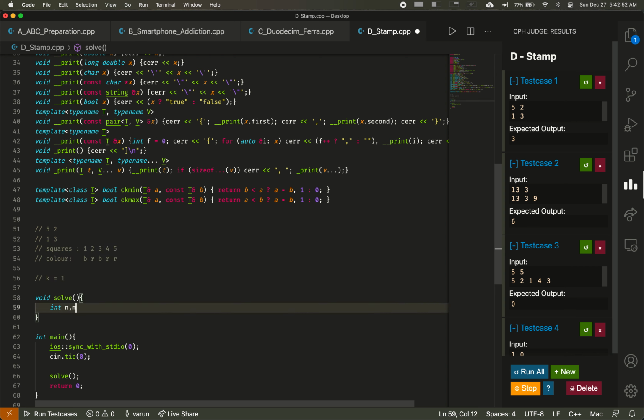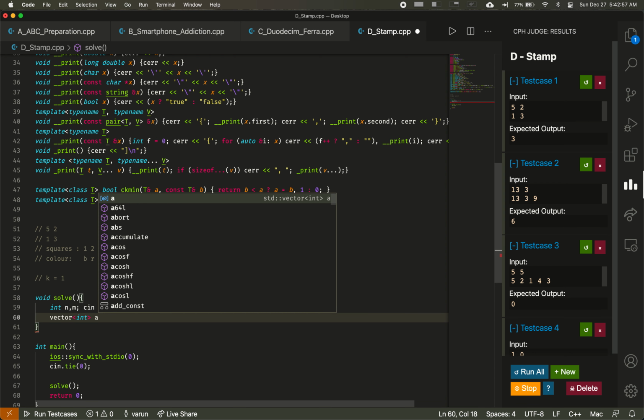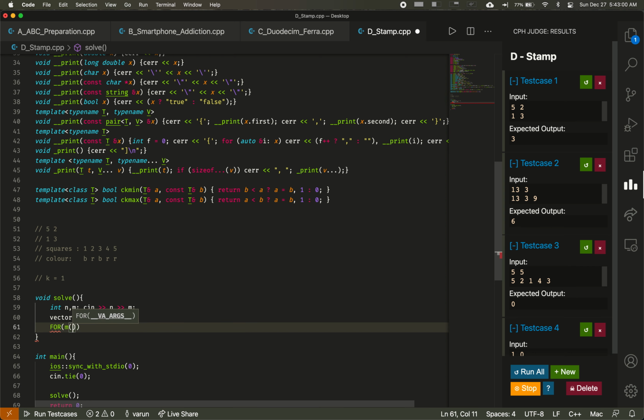So first let's read in the input: int n, m, and a vector of ints a of size m. So now we have read all the blue squares, and let's consider all consecutive sequences of white squares as a gap, right? So initially when this was white, this was white, this was white, we'd have 2 gaps. This is one gap, this is the other gap. And our goal is to fill up all gaps with this red paint, right?